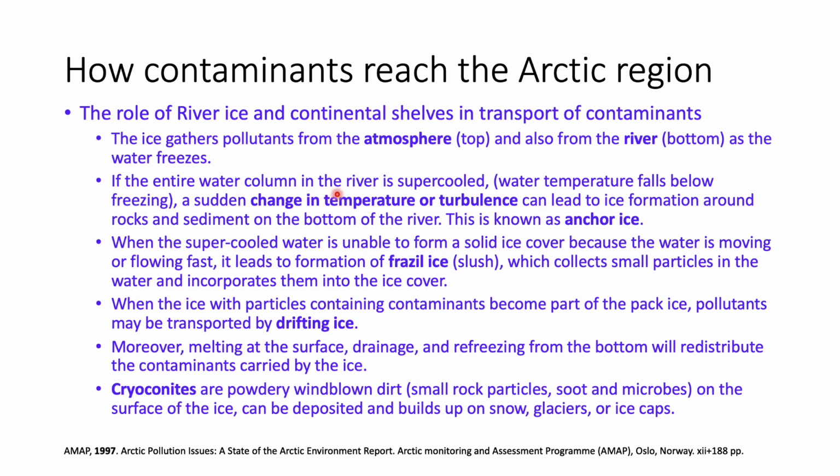If the entire water column in the river is supercooled, a sudden change in temperature or turbulence can lead to ice formation around the rocks and sediments on the bottom of the river. This type of ice is called anchor ice. When the supercooled water is unable to form a solid ice cover because the water is moving or flowing fast, that leads to the formation of frazil ice or slush. This slush can collect small particles in the water and incorporate them into the ice cover. So this is how the contaminants can be transported.